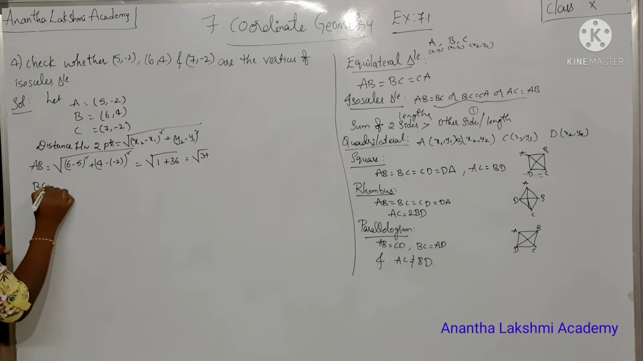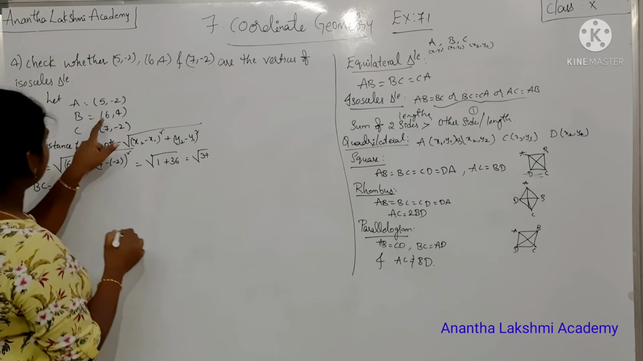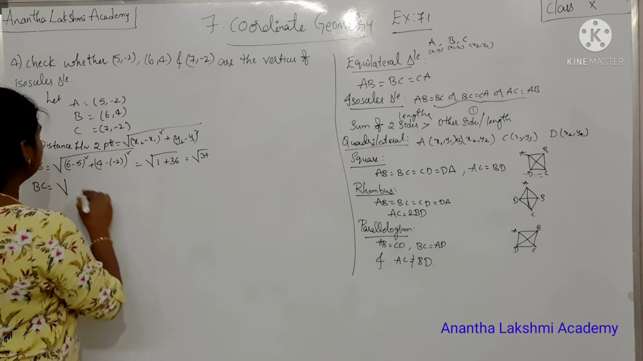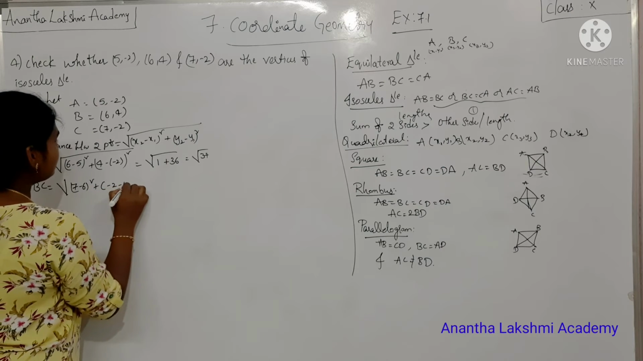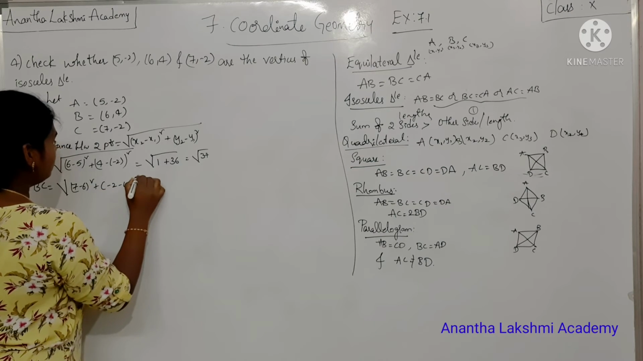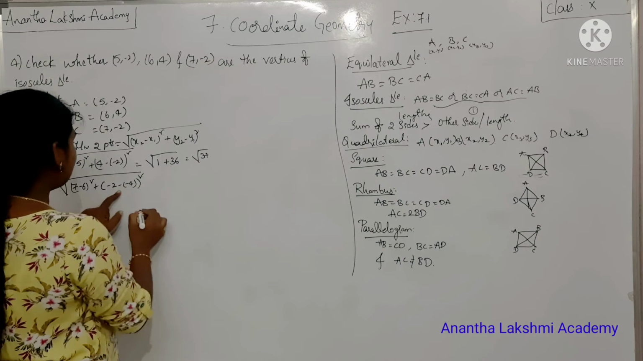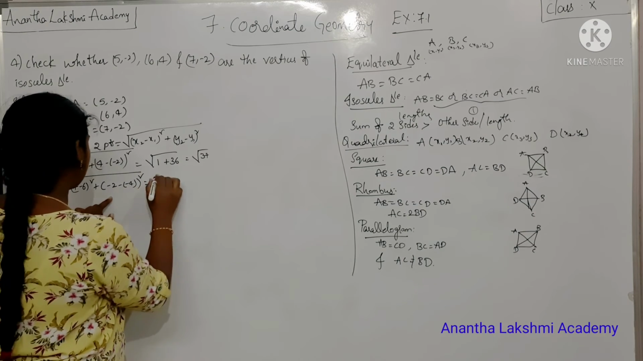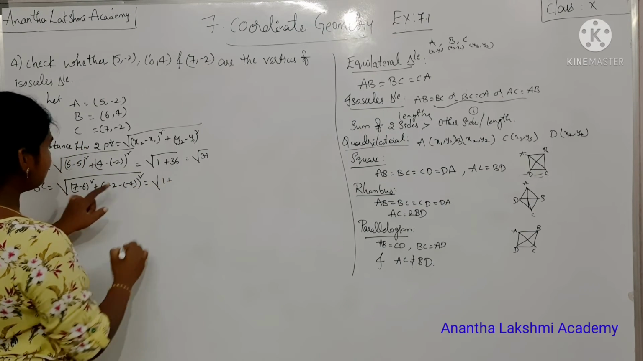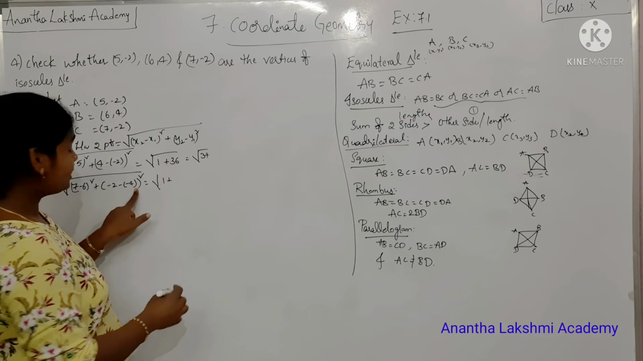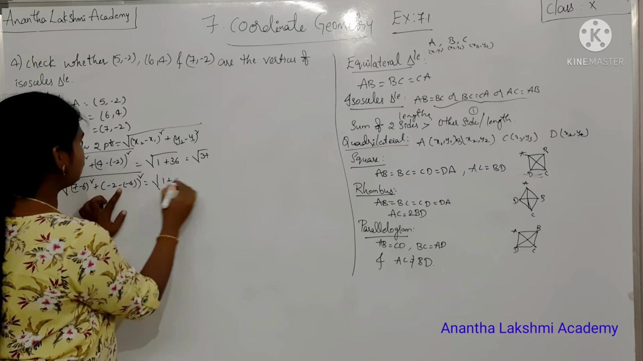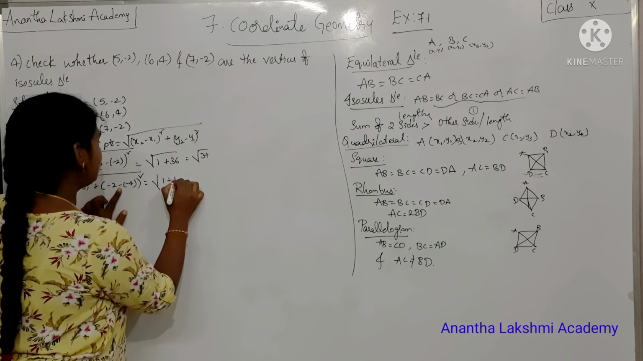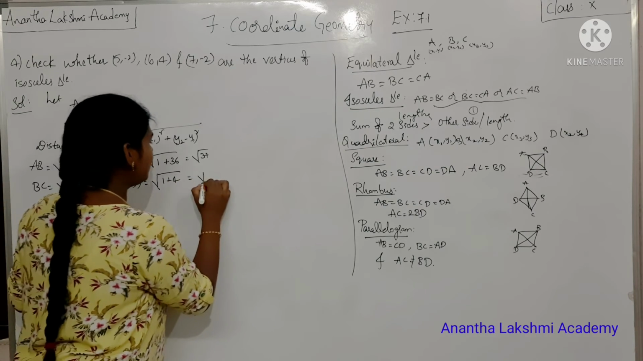Now let me try finding out BC. Okay, this is going to be (7 minus 6) whole square plus (minus 2 minus of minus 4) whole square. Minus 2 plus 4 is going to be, okay, 7 minus 6 is 1, plus minus 2 plus 4 is 2 square. Yeah, minus 2 plus 4 is 2, square is 4. This is going to be root 5.